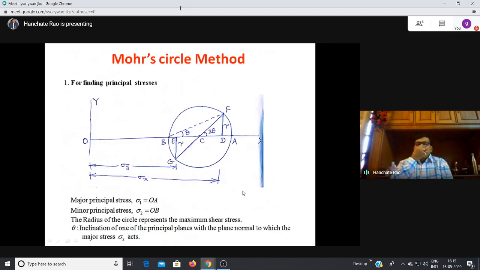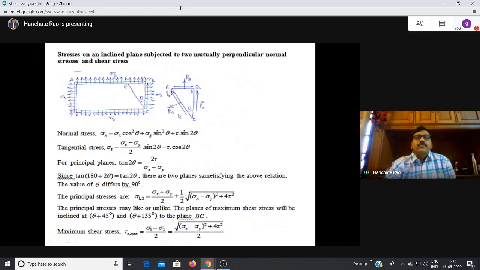The principal planes and the principal stresses can also be computed with the help of a Mohr circle. So let us consider the most general case: sigma x is acting in the x direction, sigma y is acting in the y direction, and tau is acting on the faces, as in the previous slide. For this I will explain how to draw the Mohr circle.